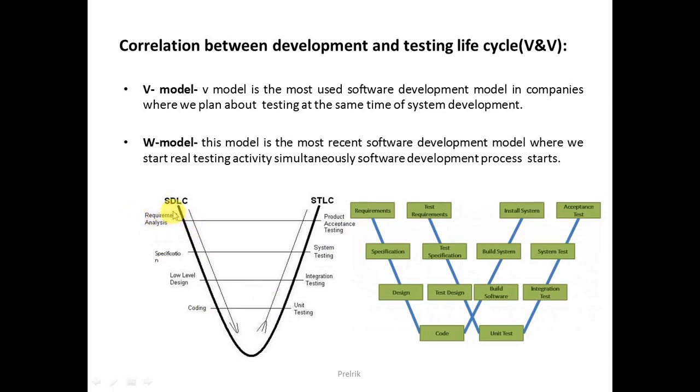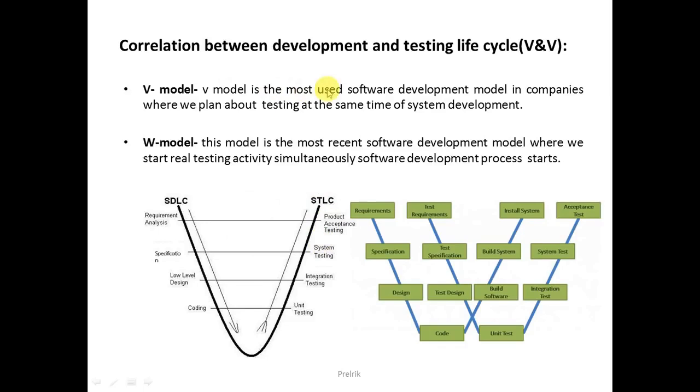The execution flow will be something like requirement analysis first, then specification, then low level designing, then coding, then unit testing will be performed, then integration testing, then system testing, and then product acceptance testing or UAT will be performed. So this is the flow, and this was exactly the V model.